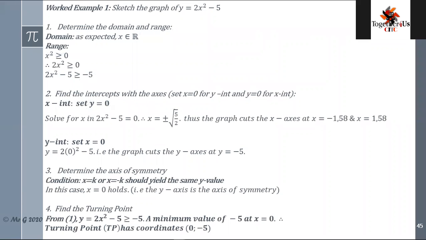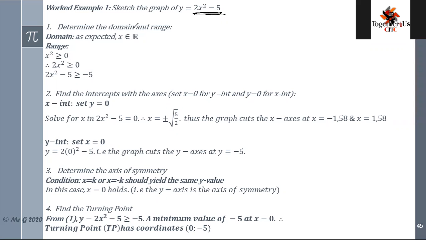Let's get into it. Here is a worked example, and you are supposed to sketch the graph of y is equal to 2x squared minus 5. So I've already, of course, written this down so that we save some time. The domain, as expected, is the set of real numbers. So meaning if you take any real number and substitute it into this equation, you are actually going to find a value for y, all right?